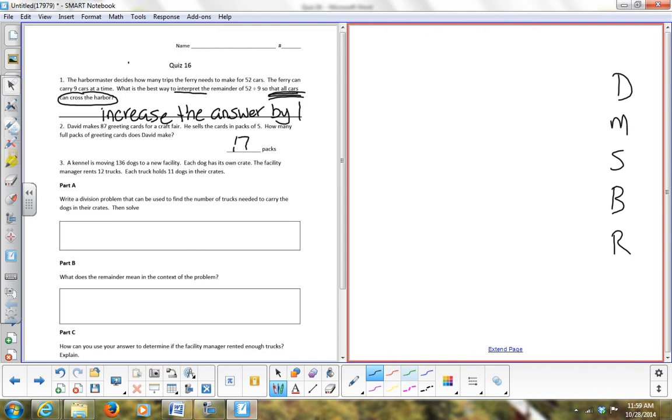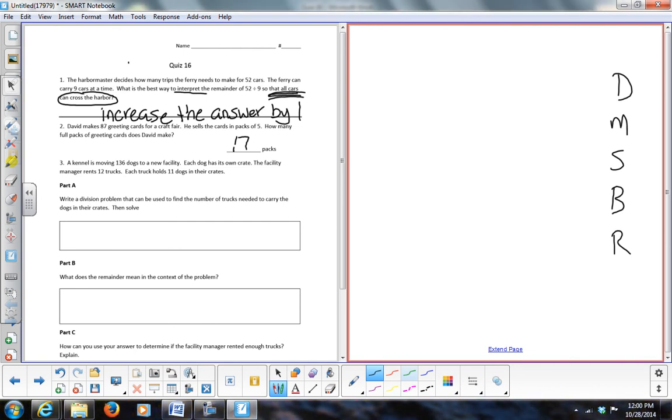This one's hard. I highly suggest you take notes on this. A kennel is moving 136 dogs to a new facility. Each dog has its own crate. The facility manager rents 12 trucks. Each truck holds 11 dogs in their crate.